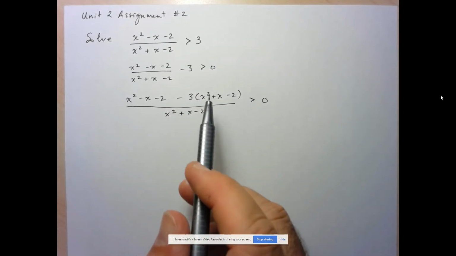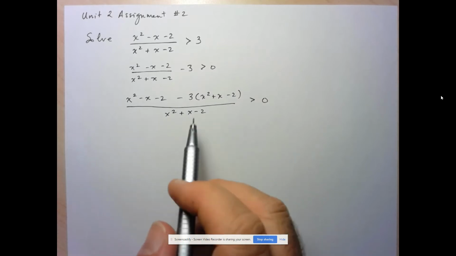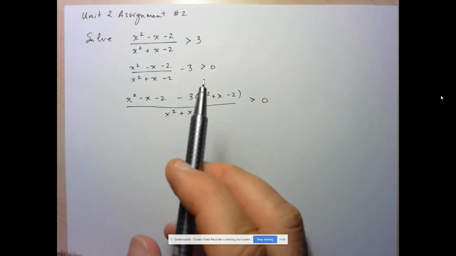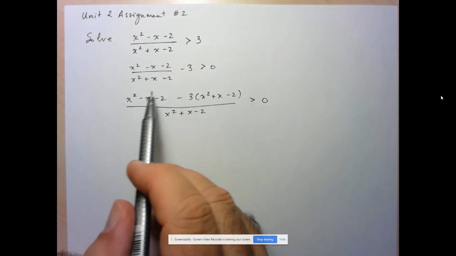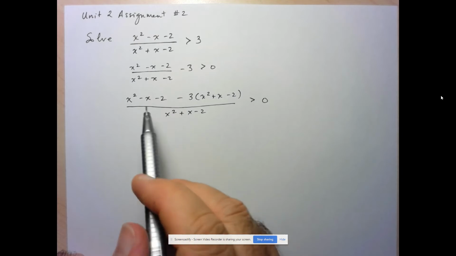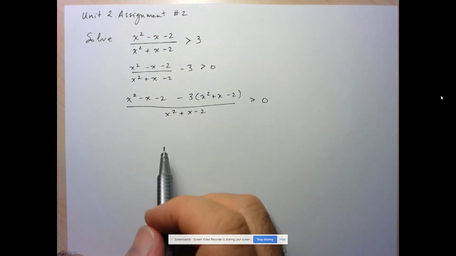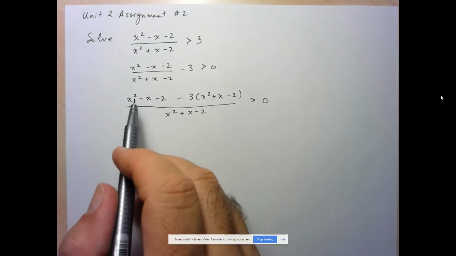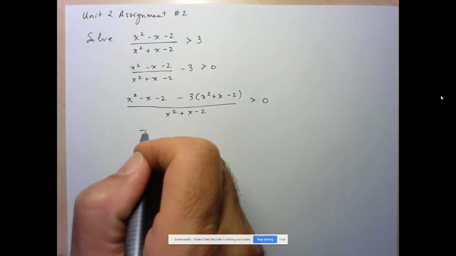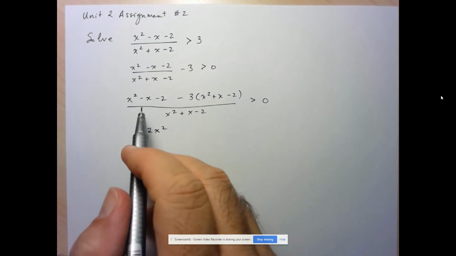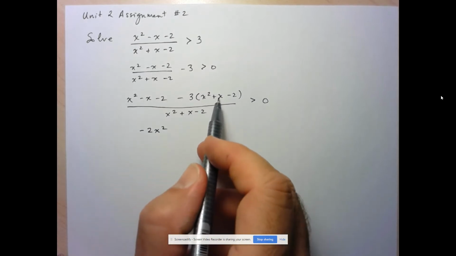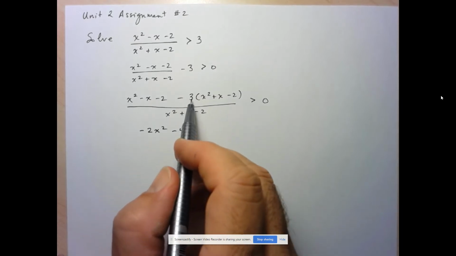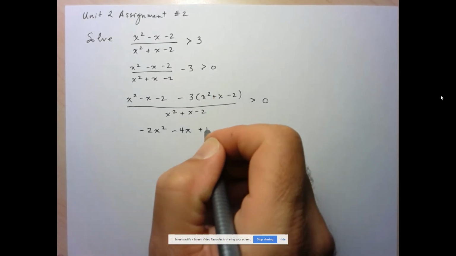Okay, so our goal now is to find the zeros of the numerator and the zeros of the denominator, because those are going to give us our x-intercepts and our vertical asymptotes of this rational expression as a function, and from there we know those are the only places it can change sign. All right, so let's start by simplifying the numerator. So here x squared minus 3x squared is negative 2x squared. Here I have negative x minus 3x, so negative 4x. And then here I've got negative 2 plus 6 is plus 4.